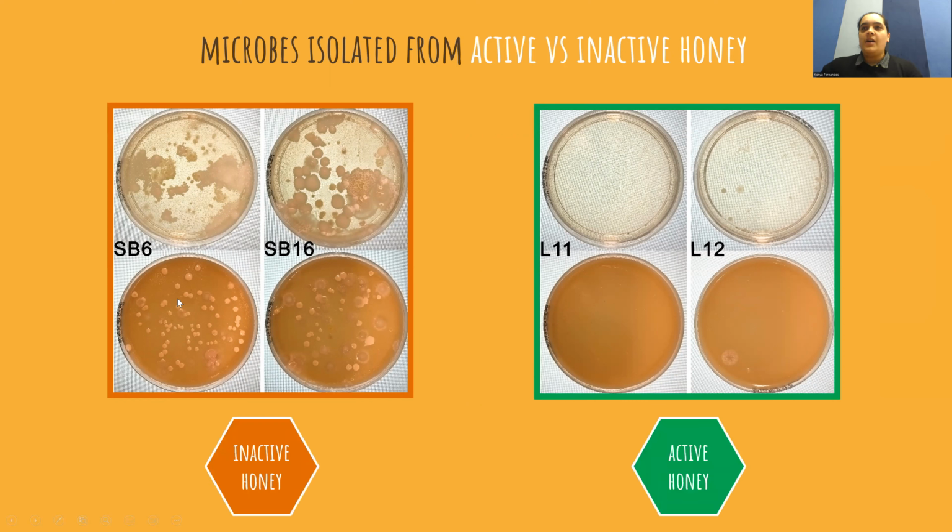Well, if you guessed that the ones on the right were the active ones, then you are correct. So these results are pretty dramatic, and they're even more impressive when you consider that these honeys were actually collected between 2005 and 2007, making them around 15 years old. So this just goes to show the amazing power of active honey to prevent microbial growth and to protect itself and the hive from microbial attack.